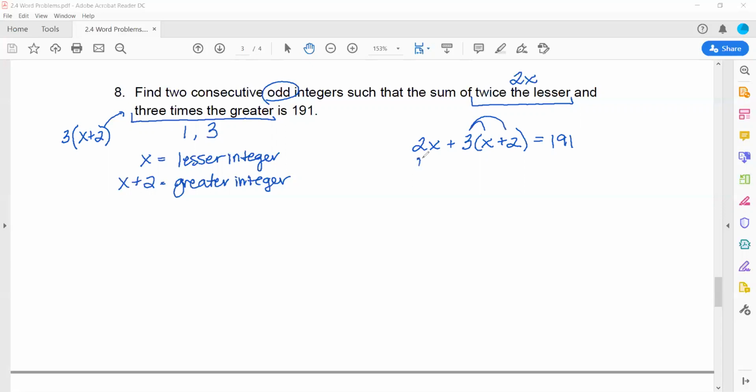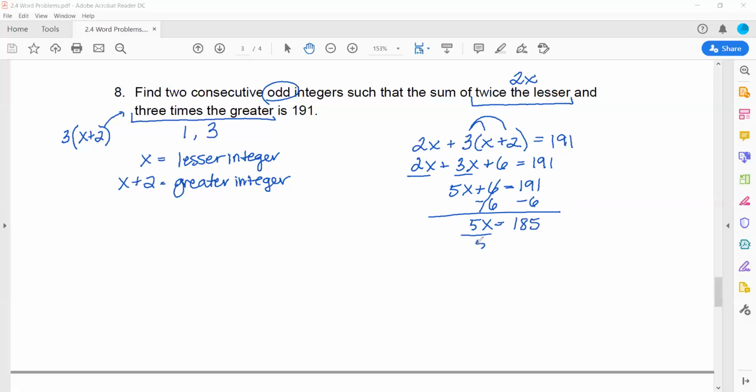So we still have 2x in the front, plus 3 times x is 3x. 3 times 2 is 6, equals 191. And now let's go ahead and combine like terms. So we get 5x plus 6 equals 191. Subtract 6 from both sides. So we get 5x equals 185.